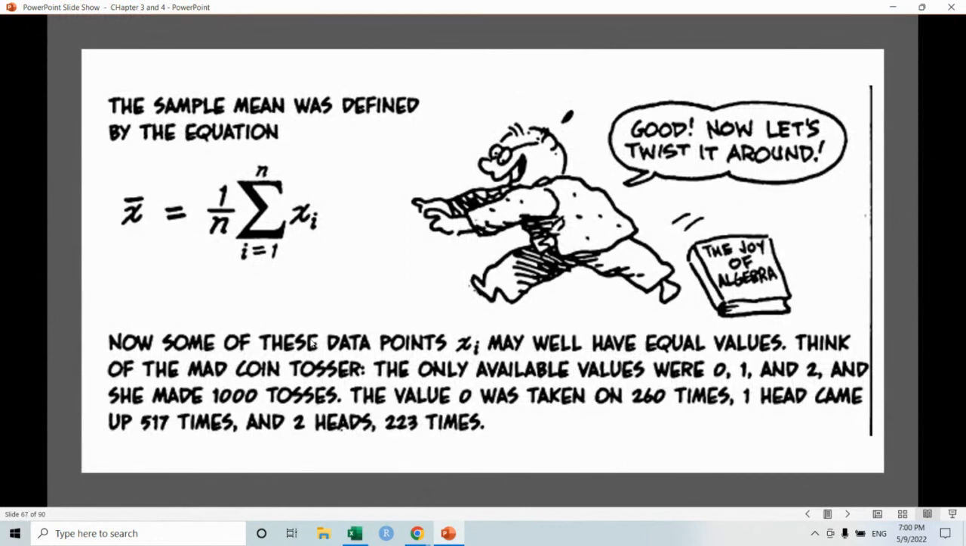Anyhow, the sample mean was defined by the equation x bar is equal to 1 over the sample size n, and then you iterate through all of your values and sum them together. Then you divide by the sample size. That's basically what it says mathematically. Now let's twist that around. Some of these data points x sub i may well have equal values. Think of the mad coin tosser. The only available values were 0, 1, and 2, and she made 1,000 tosses. The value of 0 was taken on 260 times, 1 head came up 517 times, and 2 heads came up 223 times.